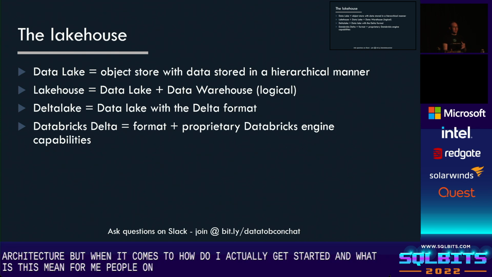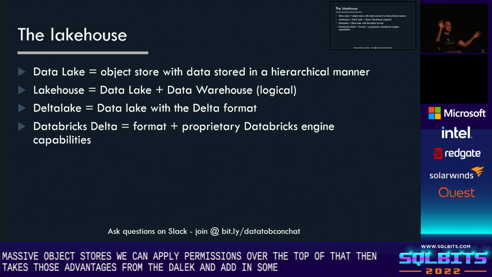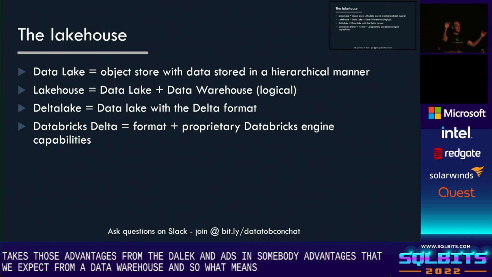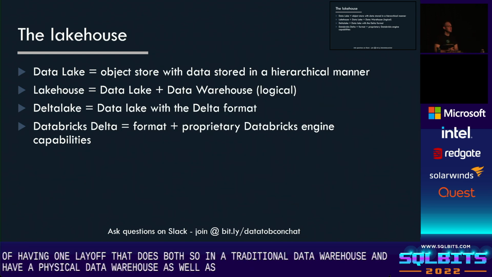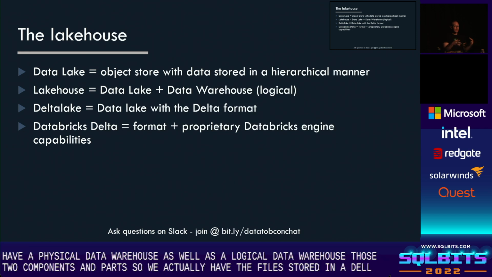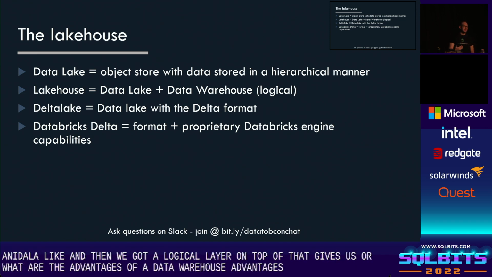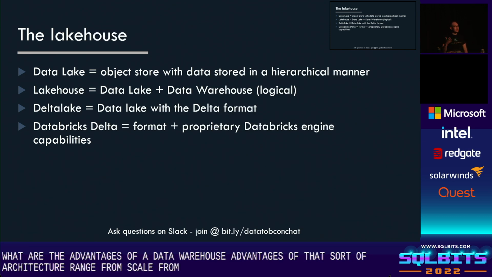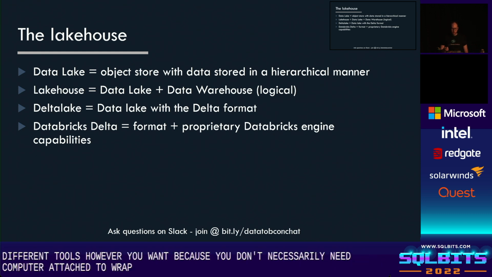If we think about this, we've got a data lake, data stored in a hierarchical manner, massive object stores, and we can apply permissions over the top of that. A lakehouse architecture takes those advantages from the data lake and adds some of the advantages that we expect from a data warehouse. In a traditional data warehouse, you have a physical data warehouse as well as a logical data warehouse. We instead break those two components apart. We have the files stored in a data lake, and then a logical layer on top of that that gives us a lot of the advantages of a data warehouse. The advantages of that sort of architecture range from scalability to simplicity to being able to use different tools however you want, because you don't necessarily need compute attached to access your data. We'll talk about that in a second.